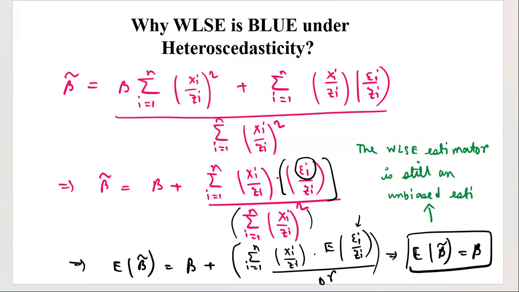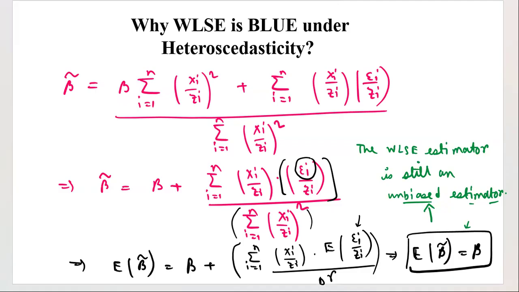Unbiased estimator. If you are following my channel, you will know that this is the unbiasedness property. I have covered this multiple times: if the expected value of the estimator equals the true population value, then this estimator will be an unbiased estimator. And this property holds for the WLSE estimator as well. So in heteroscedasticity, OLS estimators are also unbiased and WLSE estimators are also unbiased, right?